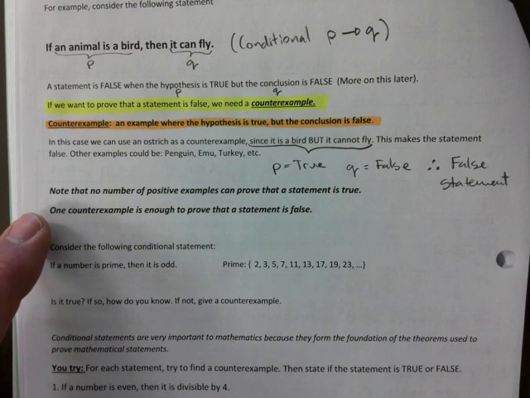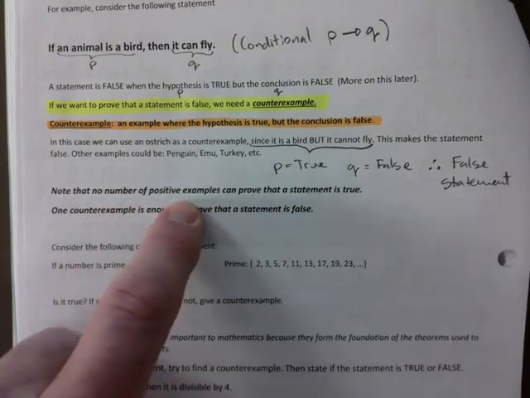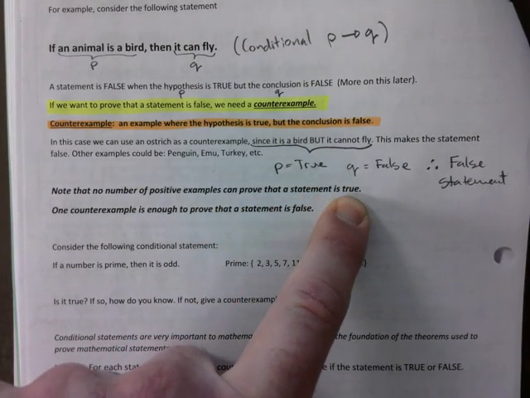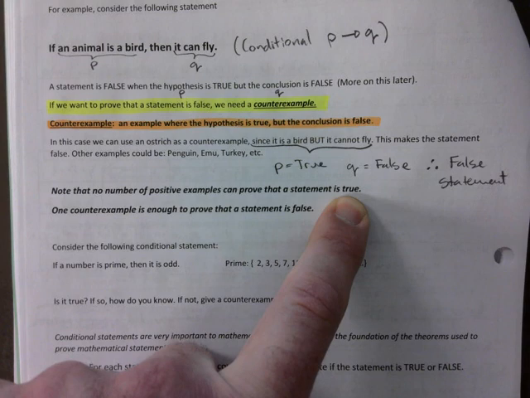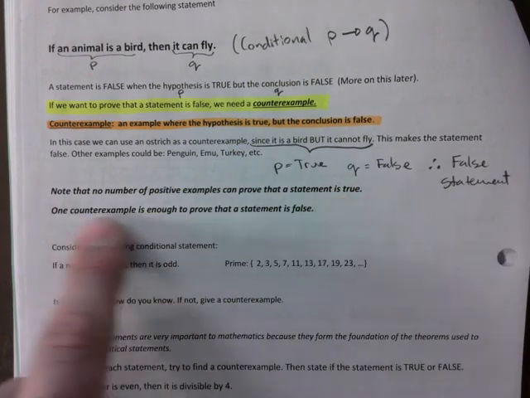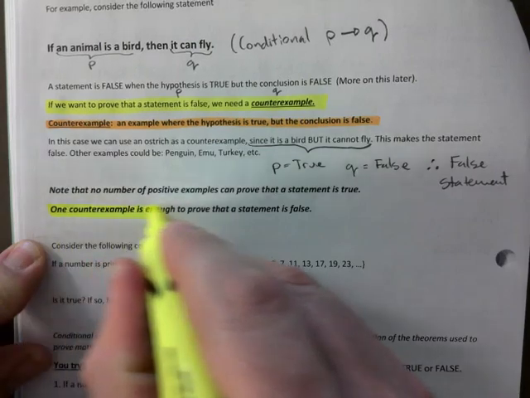And with me saying that, I want to make sure you understand that no number of positive examples can prove a statement is definitely true. You can give me 100 birds and they all fly, right? You can give me 1,000 birds, they all fly. If you find one example where it's not the case, statement is false, right? That's just how it goes. One counterexample is enough to prove a statement is false.